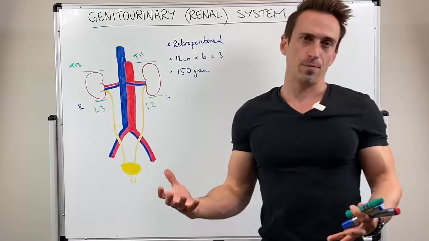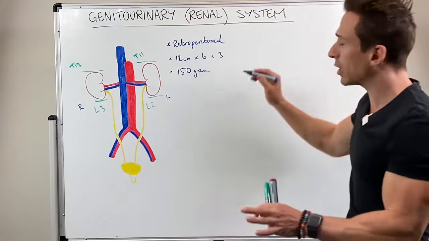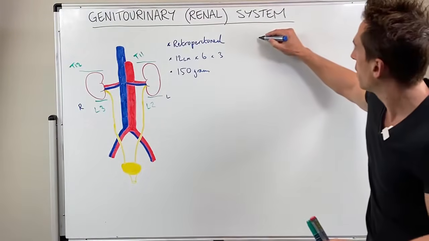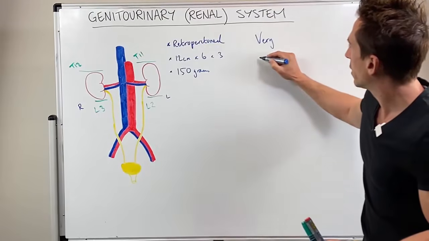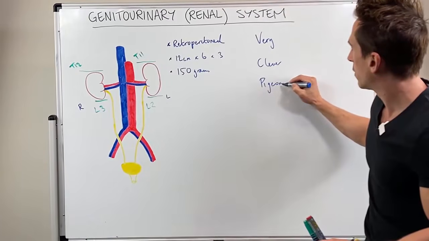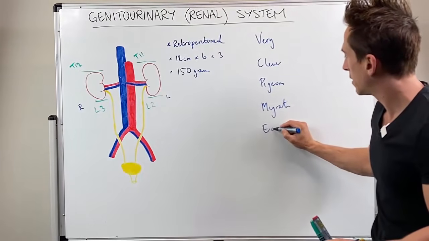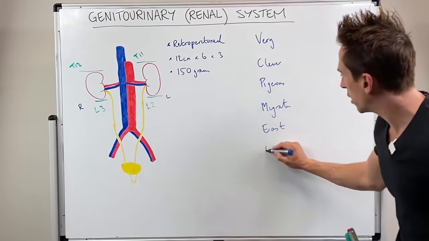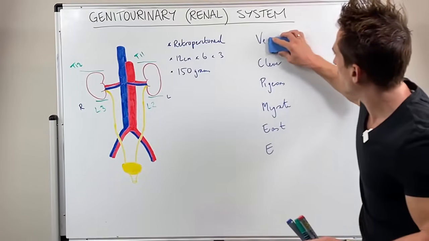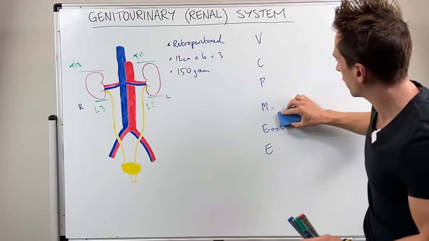What are the functions of the kidneys? What roles do they play in the body? So I like to think about this. I use this particular mnemonic to help remind me of the functions of the kidneys. All right? I say, very clever pigeons migrate east. And then I add another E for good measure. Very clever pigeons migrate east. Now let's get rid of the rest of the word and keep that first letter. And let's have a look at some of the functions of the kidneys.